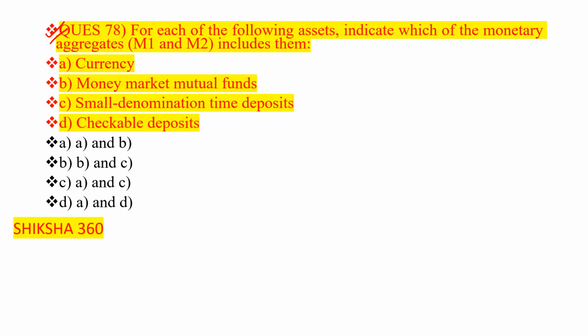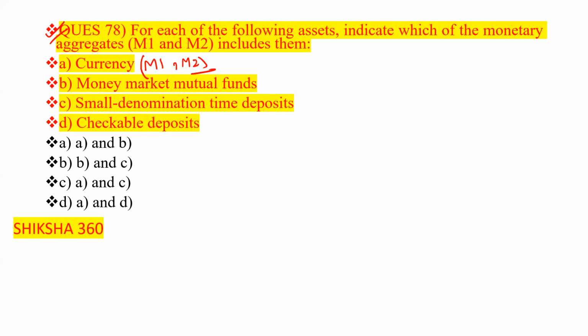Third one is small denomination time deposits. Fourth is checkable deposits. So what is included under M1 and M2? Currency is included under M1. If it is included under M1, it will definitely be included under M2 also, because M2 consists of M1 plus savings deposits of the post office banks.